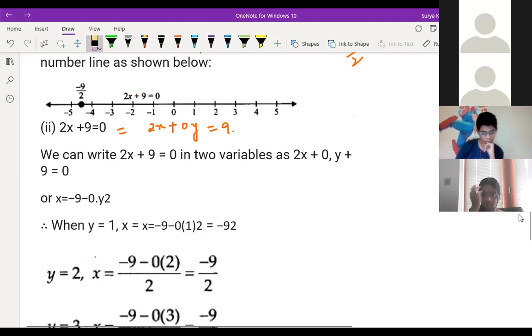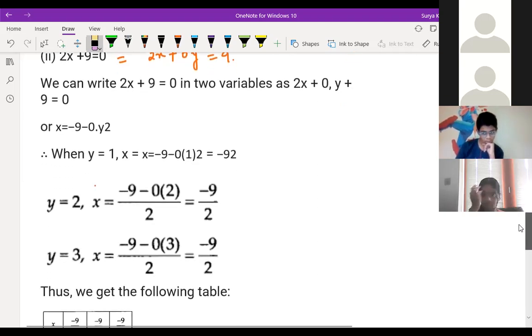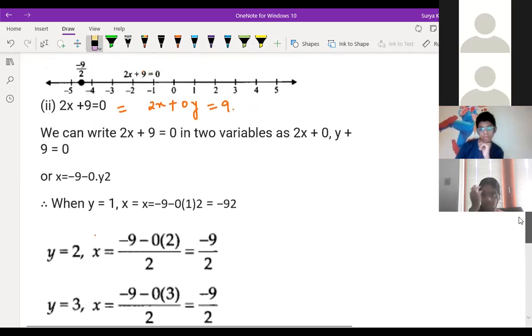Whatever value of y you put, you will get 4.5. So the general form is ax plus by plus c is equal to 0. Yes, ax plus by plus c is equal to 0.